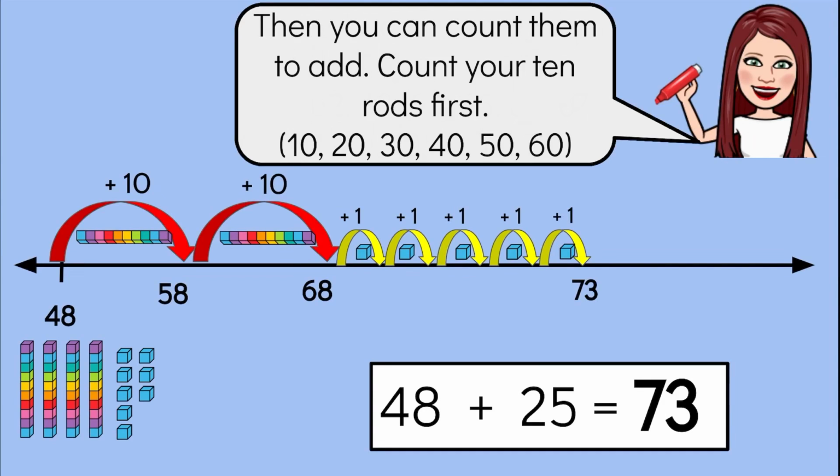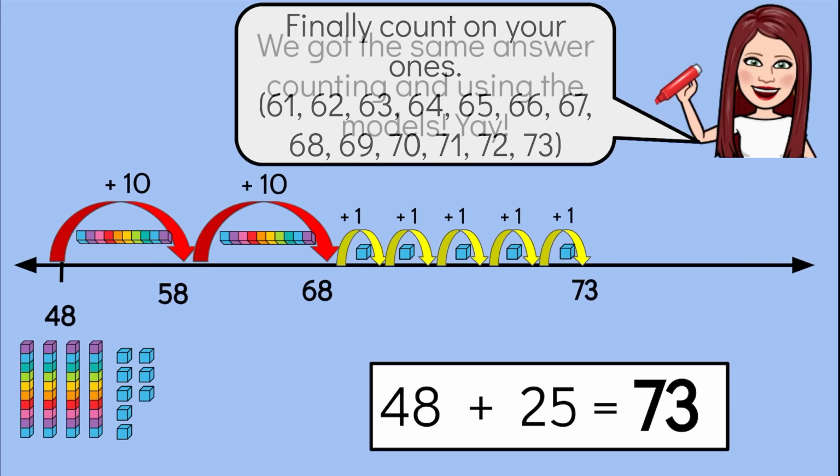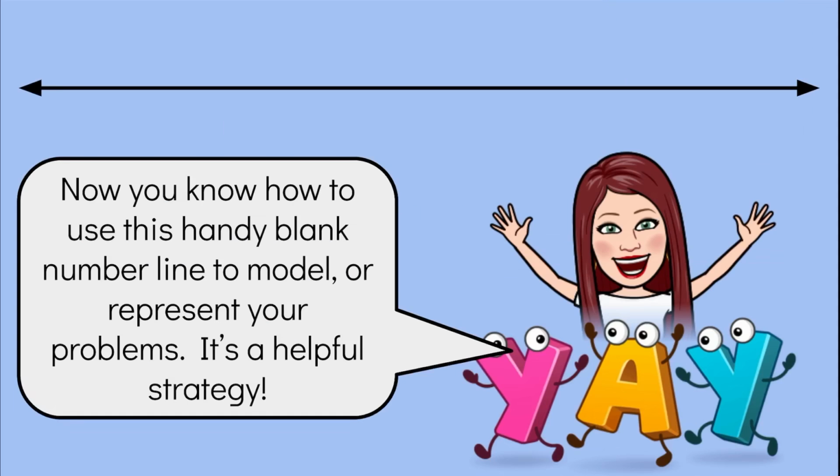You can count your 10 rods first, 10, 20, 30, 40, 50, 60. Finally, count your ones. So 61, 62, 63, all the way up to getting to 73. We got the same answer counting and using models. Now that you know how to use this handy blank number line to model or represent your problems, it is a helpful strategy.